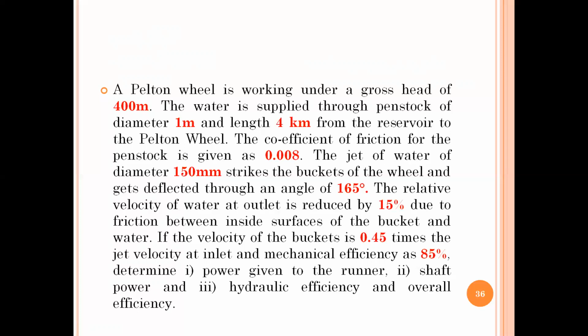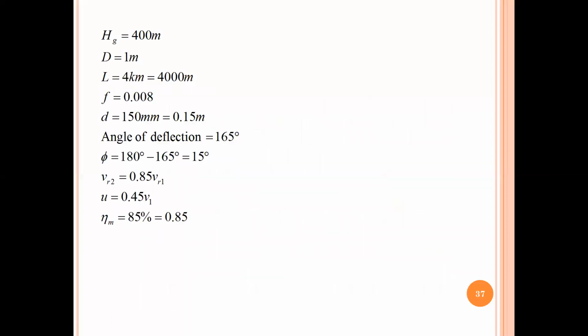So a lot of details are given. We'll try to comprehend them one by one. They've asked you to find two powers and two efficiencies: the power given to the runner, that is the runner power, the shaft power, the hydraulic efficiency, and the overall efficiency. So whatever we have highlighted in red, one by one, I'll be writing it down.